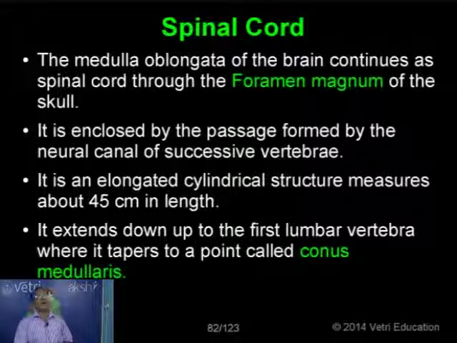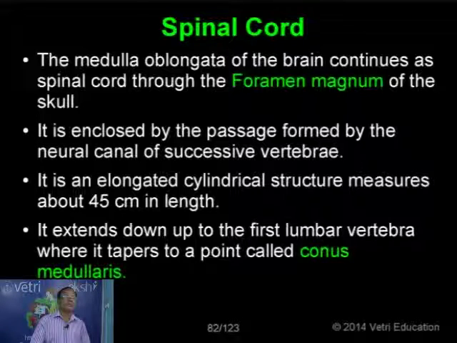So the hindbrain, namely the last part of the medulla oblongata, continues behind as the spinal cord, which passes through the foramen magnum of the occipital bone. Normally it is enclosed in a passage formed by the neural canal of the successive vertebrae. It is about 45 cm long, elongated and cylindrical in nature, accommodated in the neural canal formed by the successive vertebrae.